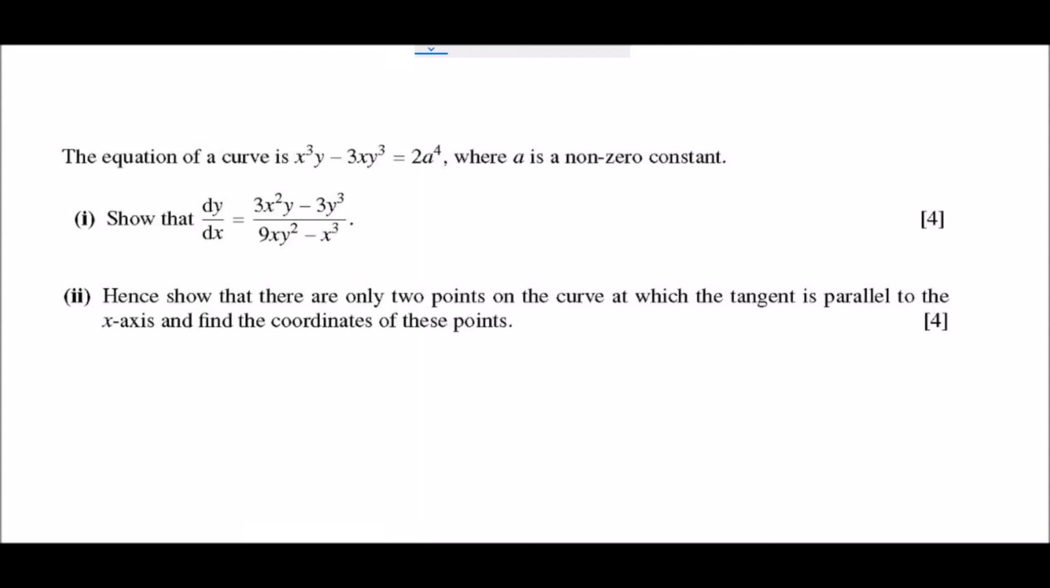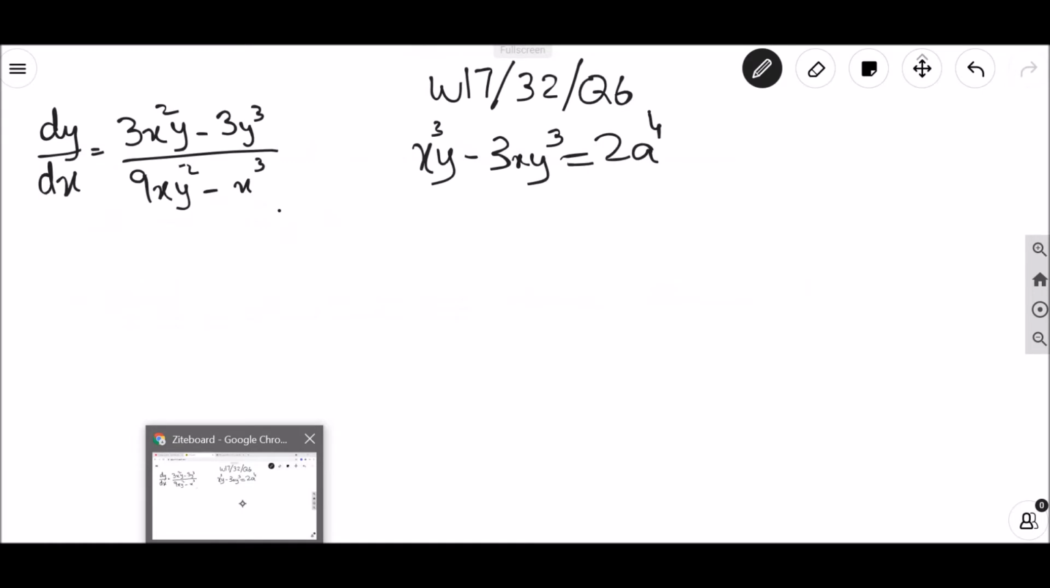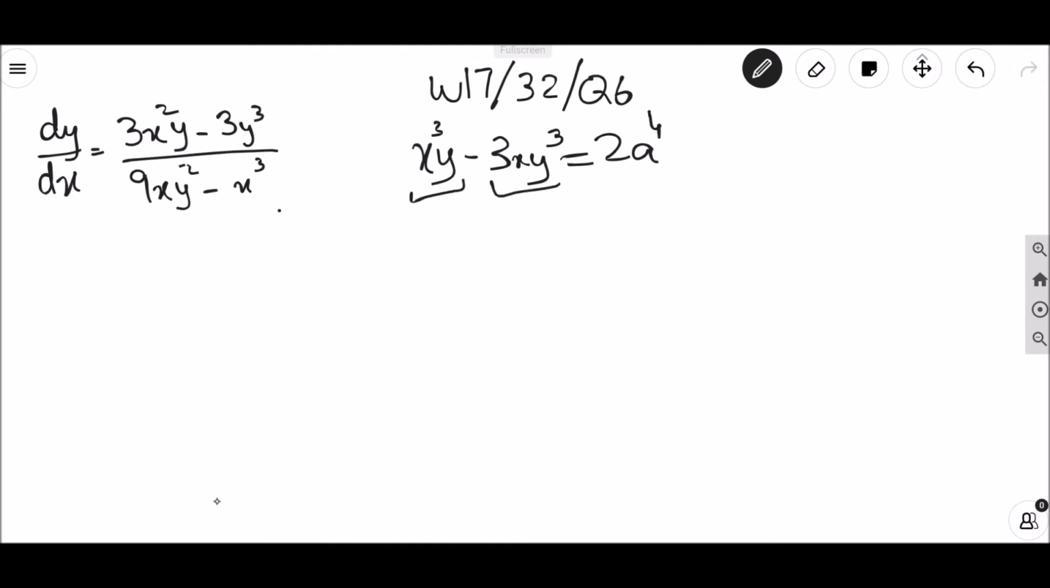Today we are going to be solving Winter 17, paper 32, question number 6. The question says, the equation of the curve is this, where a is a non-zero constant, and we need to show that the derivative is equal to this. I have written down the equation right here, and this is the derivative which we need to find out. I'm going to find the derivative separately.